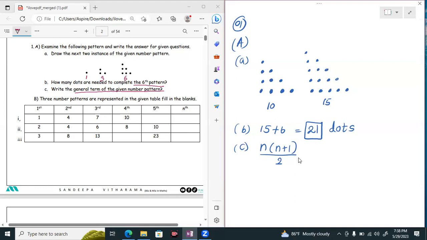Okay. 3 number patterns are represented in the given table. Fill in the blanks. Look here. First term, second term, third term, 10th term. Then here, how has this formed: 1, 2, 3, 4. 3 is added. Here also 3 is added. Here also 3 is added. Then to obtain the fifth one, you have to add 3. That means 13. Here you have to add another 3. The answer is, sorry, it is the nth term. Then how do we form the nth term?